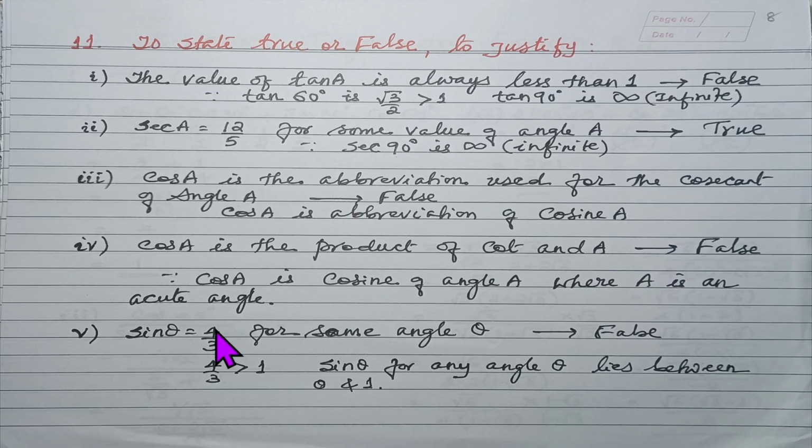And the next one is sin theta is equal to 4 by 3 for some angle theta. 4 by 3 is greater than 1. Sin theta for any angle theta lies between 0 and 1, and therefore sin theta equal to 4 by 3 is 100% a false statement. So that is how we answer the true or false of any given statements.